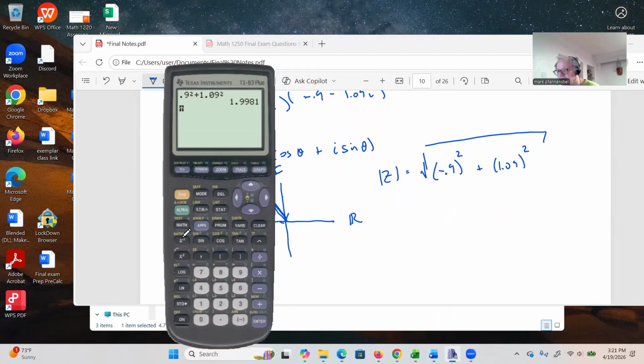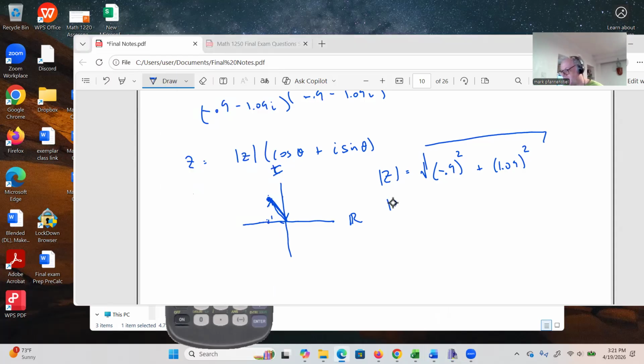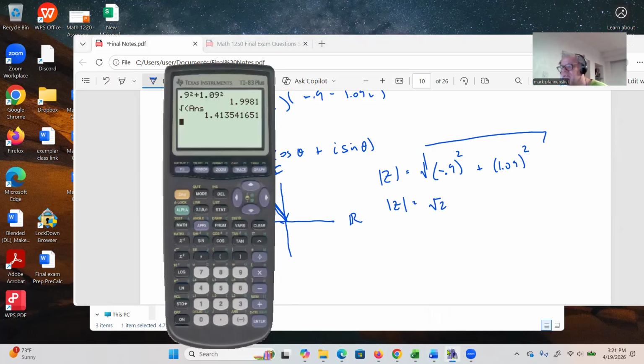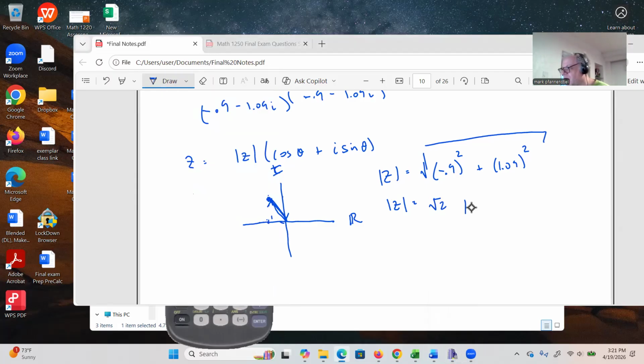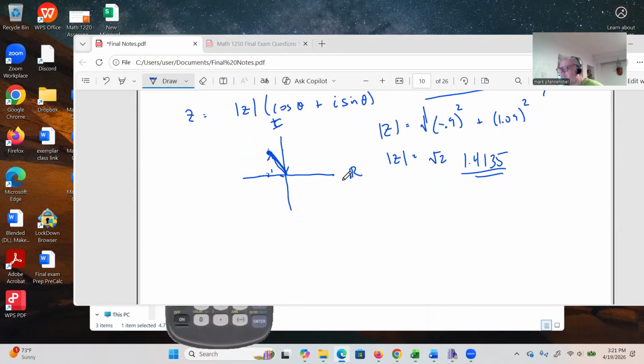If I take the square root of this piece here, it should be close to 2. So the absolute value of z, I'm going to round it and say that it's the square root of 2, which is 1.4135. We'll hold that off to the side here. Next thing we have to do is figure out the angle.